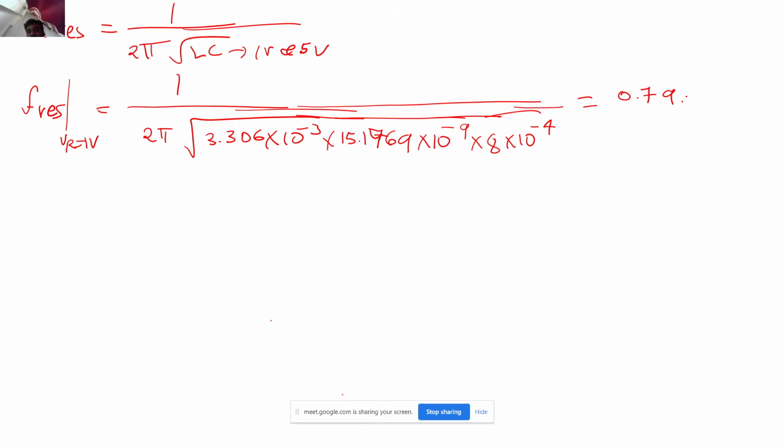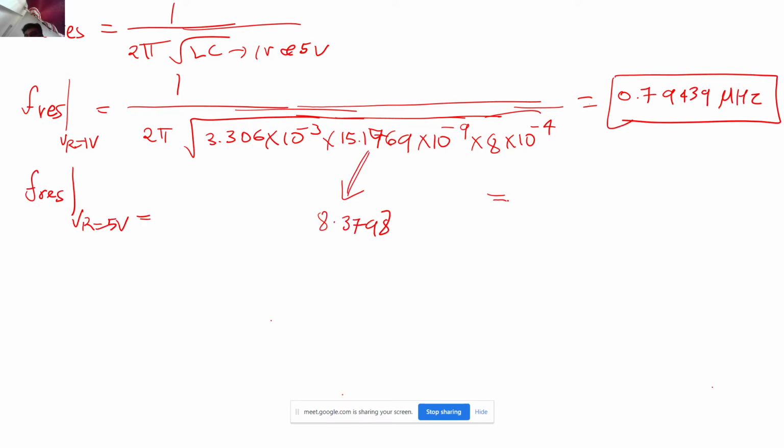And in the similar way, F resonance at VR equal to 5 volts. If you calculate, I'm not writing the expressions. You just have to substitute, instead of this 15.1769, you have to use this value 8.3798. Correct? If you just use this value and repeat the equation, then you will get that at this value your F resonance will be 1.069 megahertz.